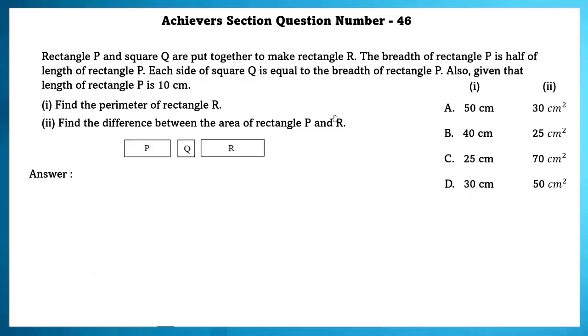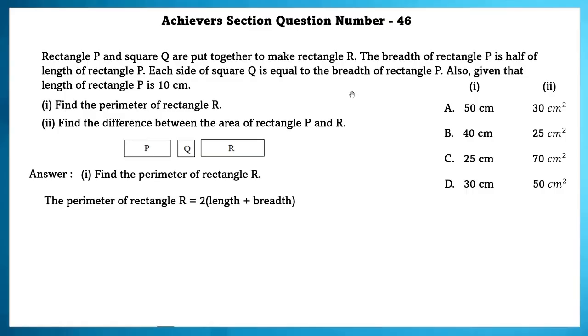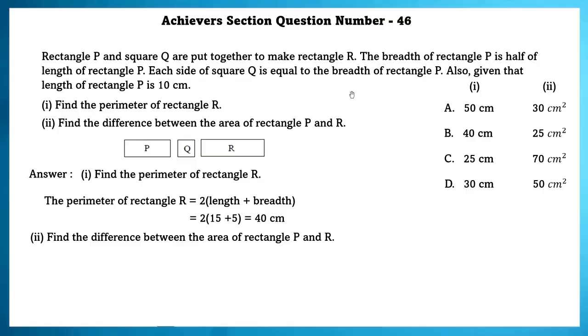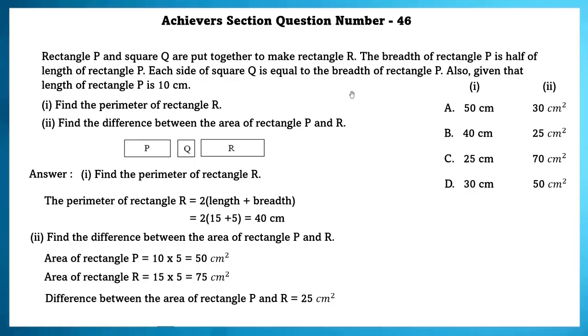Now that we know all the dimensions of rectangle P, Q and R, we can solve the questions. First one, find the perimeter of rectangle R. The perimeter of rectangle R is equal to 2 into L plus B, that is equal to 40 centimeters. Second one, find the difference between the area of rectangle P and R. Area of rectangle P is equal to 10 into 5, that's 50 centimeters square. Area of rectangle R is equal to 75 centimeters square. And the difference between these two is 25 centimeters square.